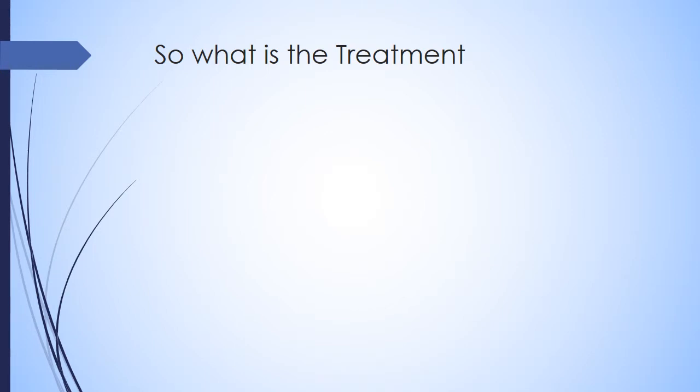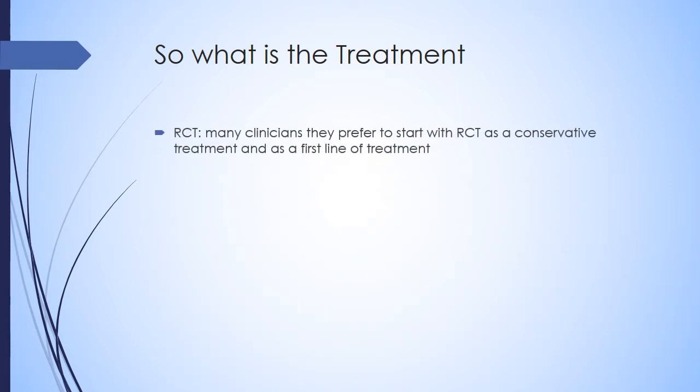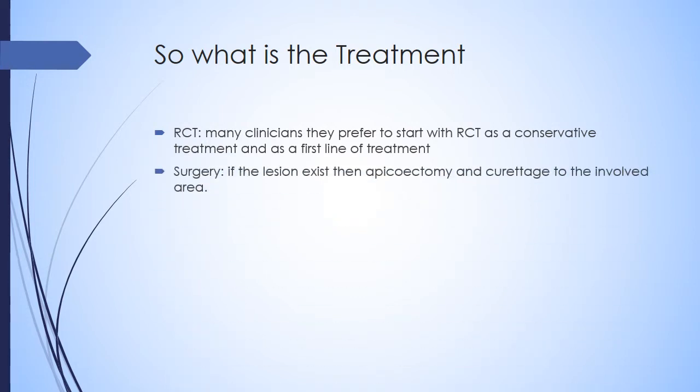So what is the treatment? Conservative treatment, which all dentists and clinicians like, is the first line of treatment, and it is to start a root canal treatment. If this is not successful and the lesion persists, then apicoectomy and curettage of the involved area, and maybe extraction of the tooth as well.